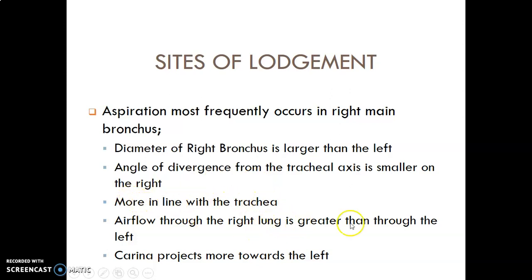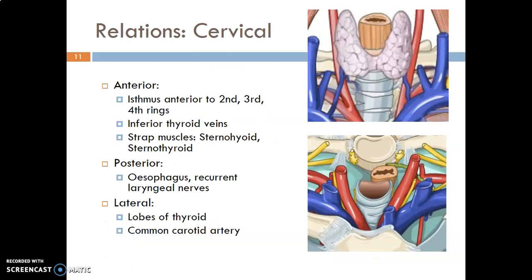So airflow through the right lung is greater than through the left. And the carina projects more towards the left, so it prevents things from lodging to the left. So these are the reasons why a foreign body tends to lodge in the right rather than the left, because the right bronchus is wider, shorter, more vertical, and more in line with the trachea. And the carina projects more towards the left, preventing substances from going to the left rather than to the right.